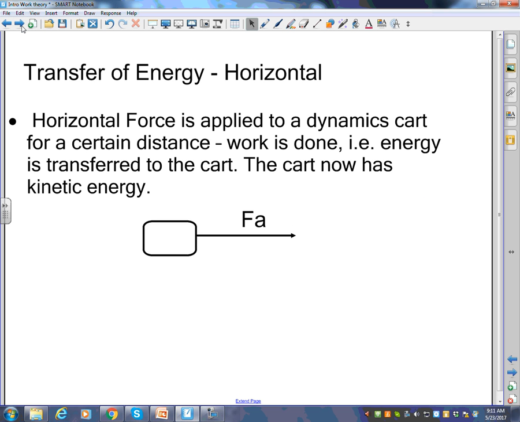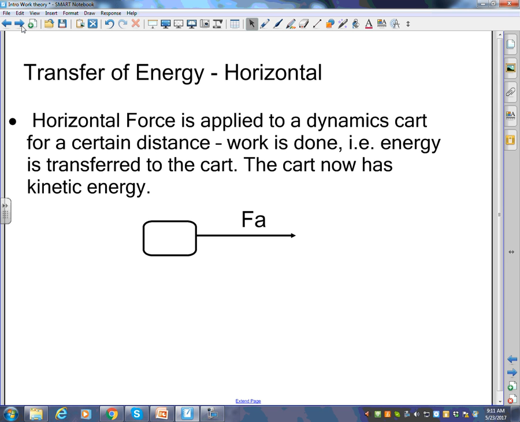Okay, so transfer of energy in a horizontal sense. A horizontal force is applied to a dynamics cart for a certain distance. Work is done, i.e. energy is transferred to the cart. The cart now has kinetic energy. If I push something across the table, it has kinetic energy. Now, back to grade 11, the box slows down. How come? I pushed it, I stopped pushing, objects in motion stay in motion, but how come it stops?